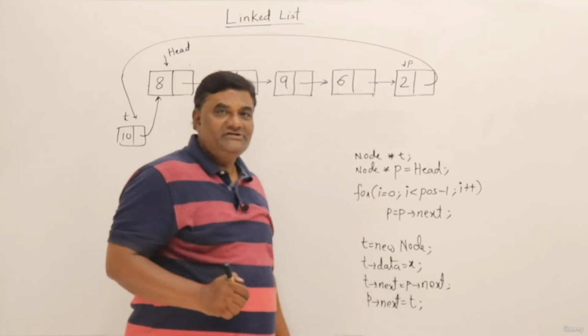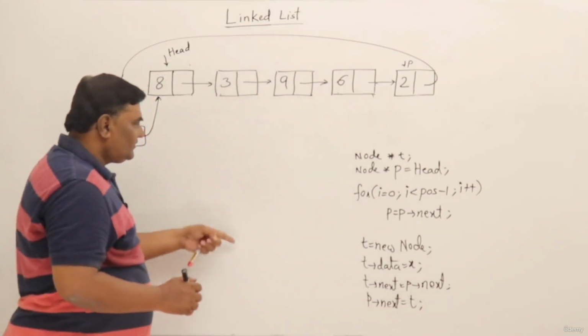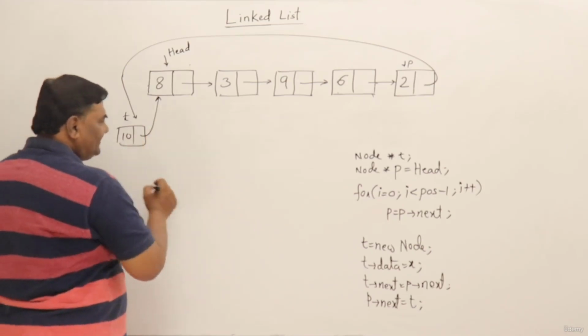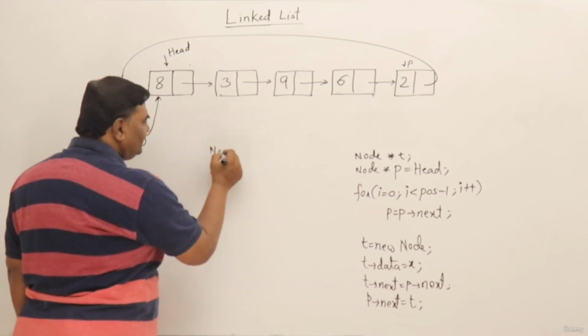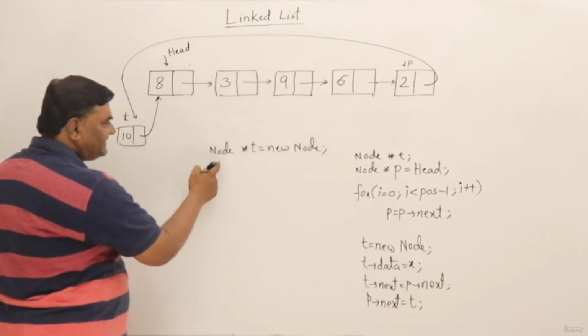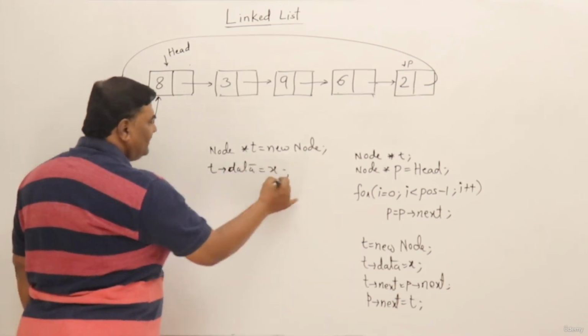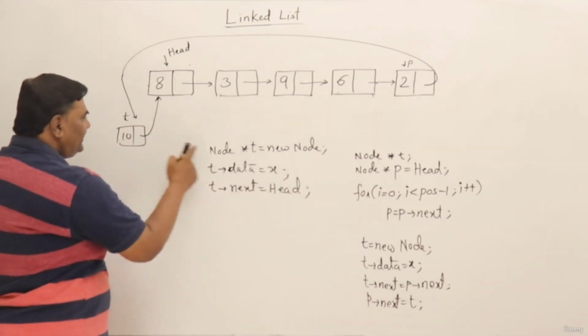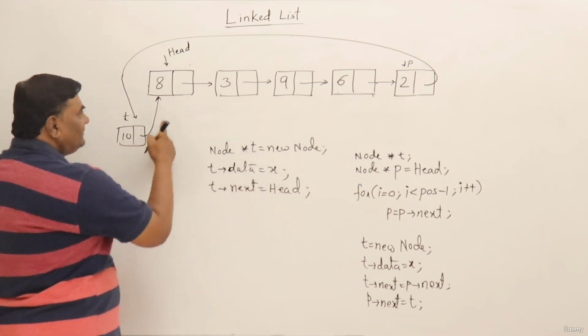So let us write down the procedure for doing all this. I'll write down the code here. What I need is I will create a new node and fill the data. So first I will create a new node. Node is created. Let us fill the data. Then let it point on head node. So T's data is filled with the value and T's next is pointing on head.